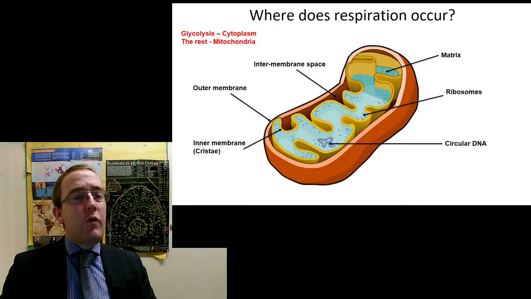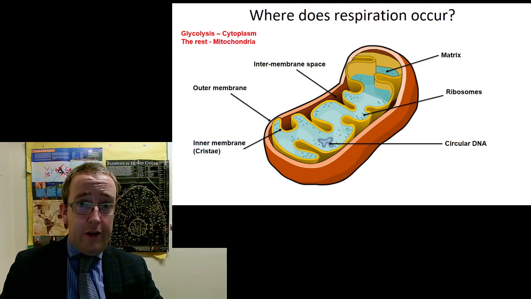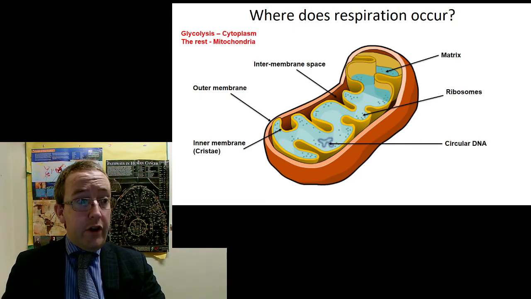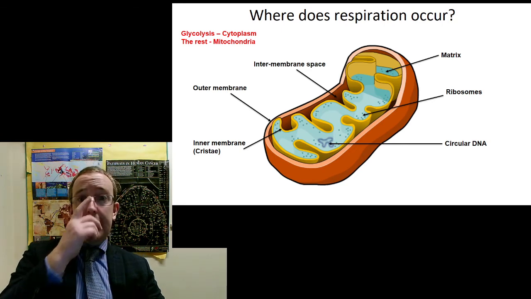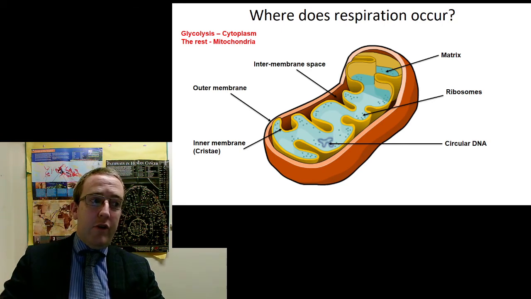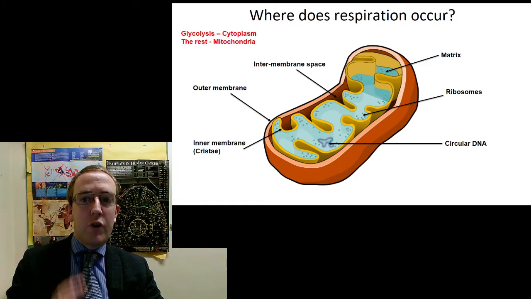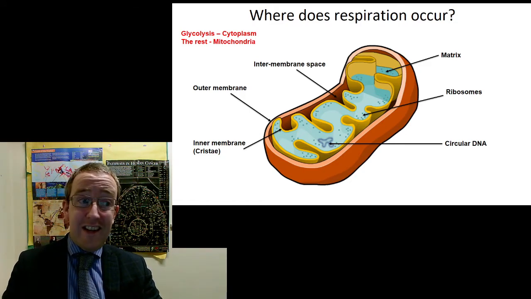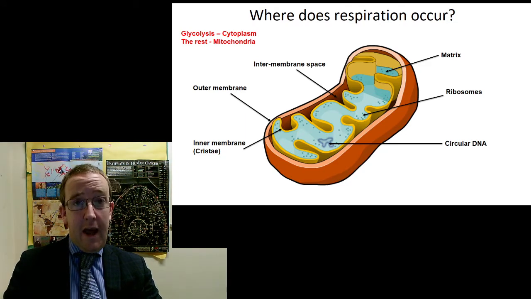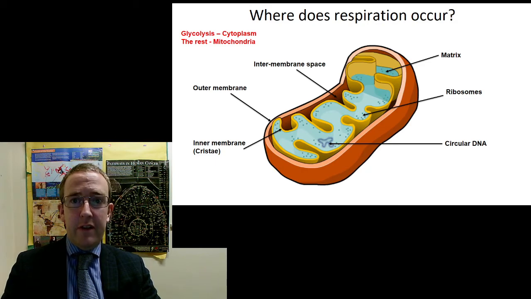Okay, so let's start with where, the locations. Now, you will have learned at GCSE and through AS level probably that respiration occurs in the mitochondria. Mitochondria do respiration, and that is predominantly true. However, the very first step we're talking about today doesn't actually happen in the mitochondria. It happens in the cytoplasm. So glycolysis takes place in the cytoplasm.